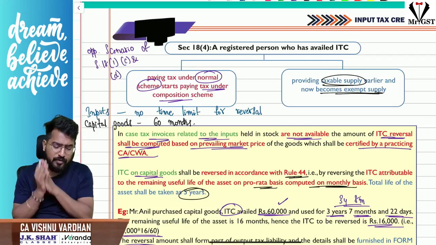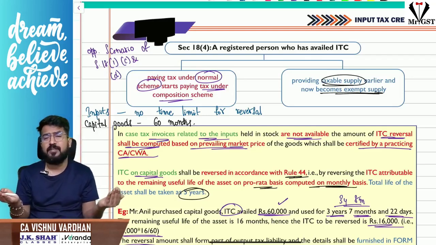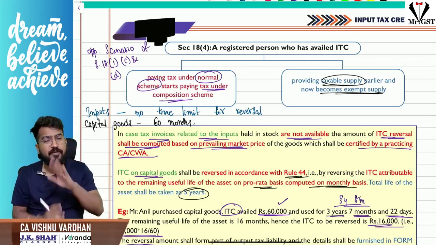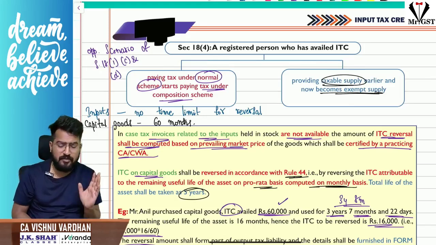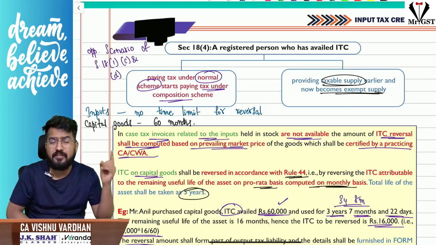So here, sir, when you are going from normal scheme to composition scheme, or your taxable supply becomes exempt supply, whatever inputs and capital goods you are having, please reverse the ITC. For inputs, you will reverse ITC proportionately. If it is capital goods, there you have taken ITC, availed ITC on a quarterly basis.